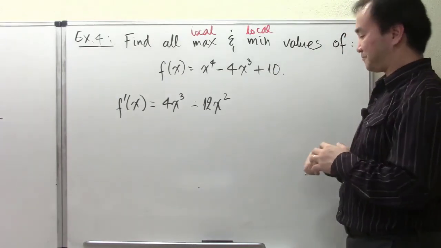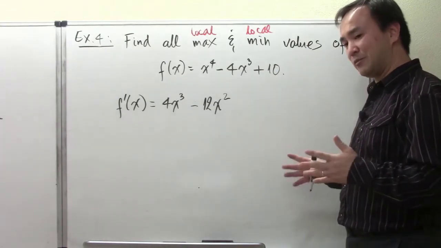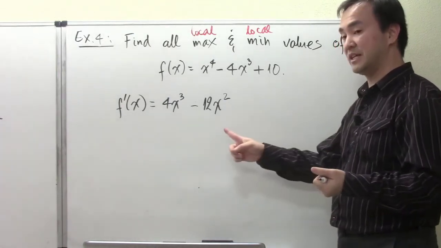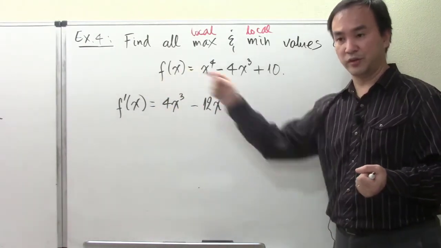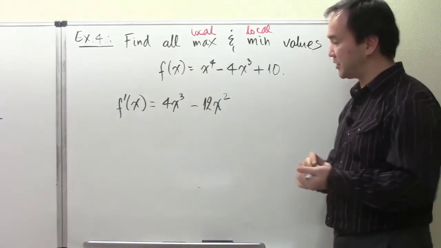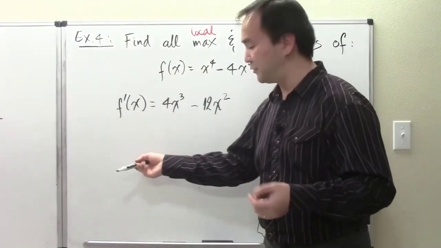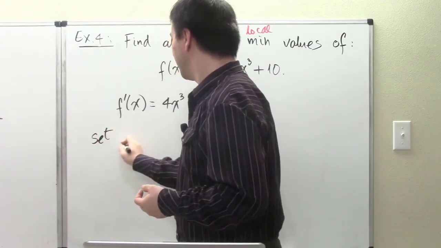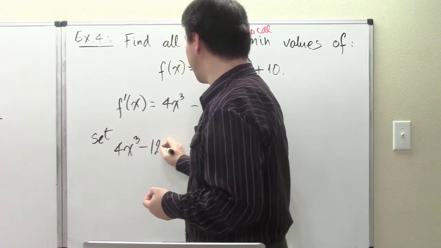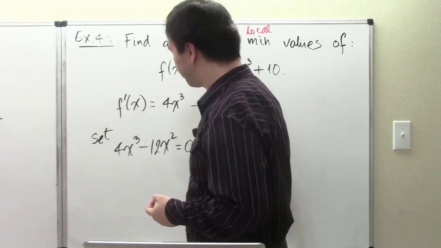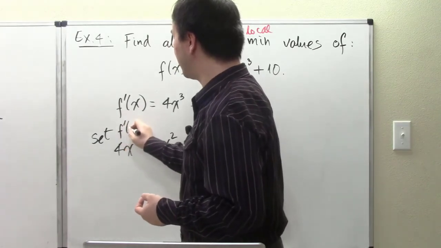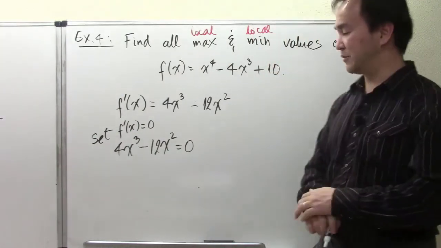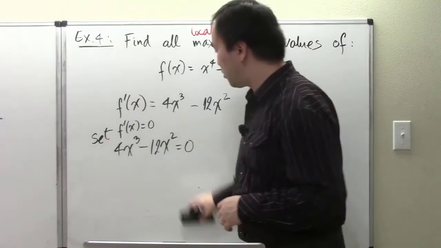Needless to say, the process I'm going through right now is referred to as the first derivative test. With that name, it makes sense that we find the first derivative first. Now that we have found our first derivative, we get into finding the critical values. So I'm going to set 4x cubed minus 12x squared equal to 0. Actually, the main goal is to set f prime of x equal to 0. That produced this equation for us, and now we're going to solve this equation for 0.